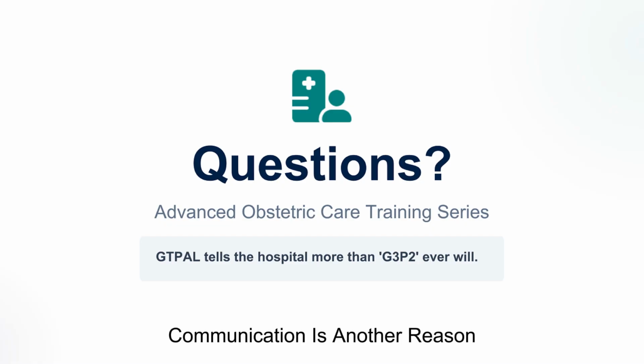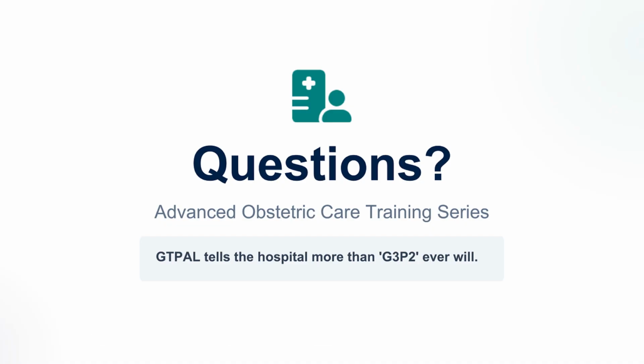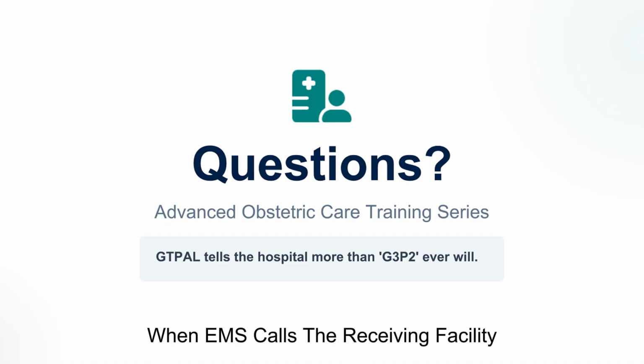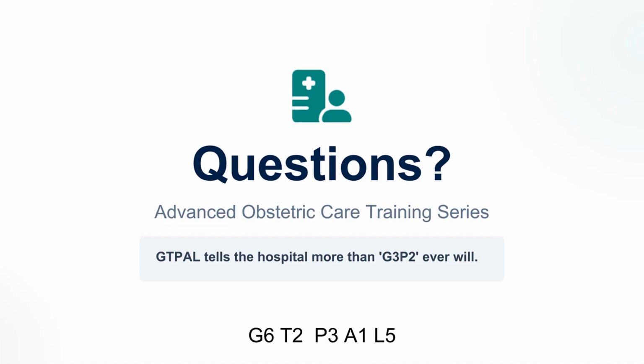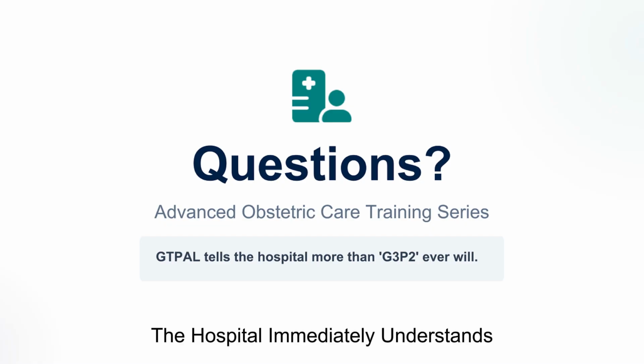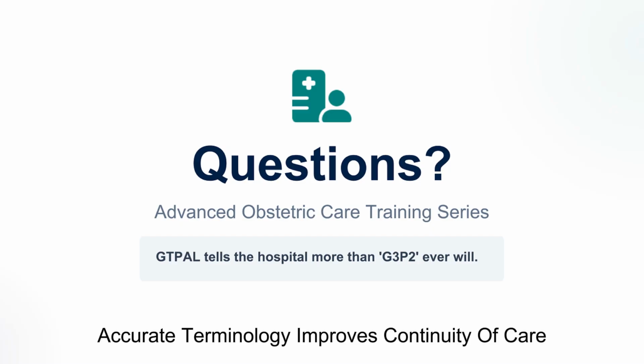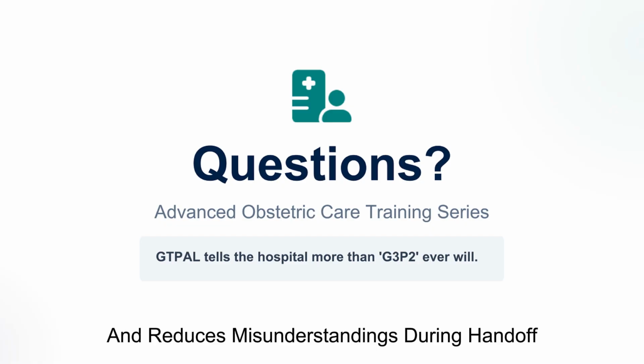Communication is another reason GTPAL matters so much in pre-hospital medicine. When EMS calls the receiving facility and reports a patient as G6, T2, P3, A1, L5 at 33 weeks with contractions every 3 minutes, the hospital immediately understands the patient's obstetric background and risk level. Accurate terminology improves continuity of care and reduces misunderstandings during handoff.